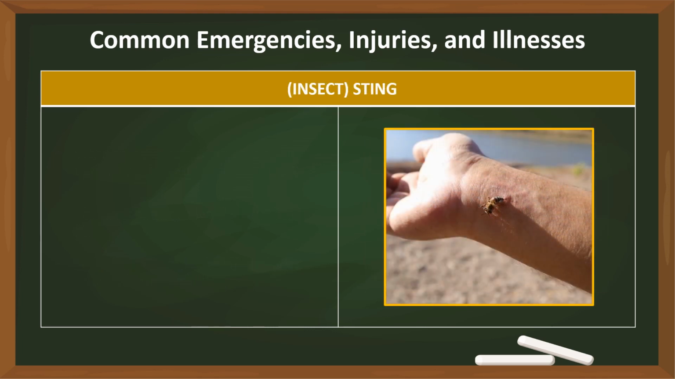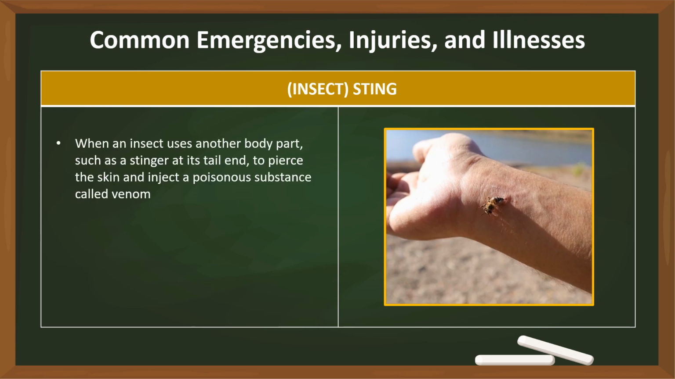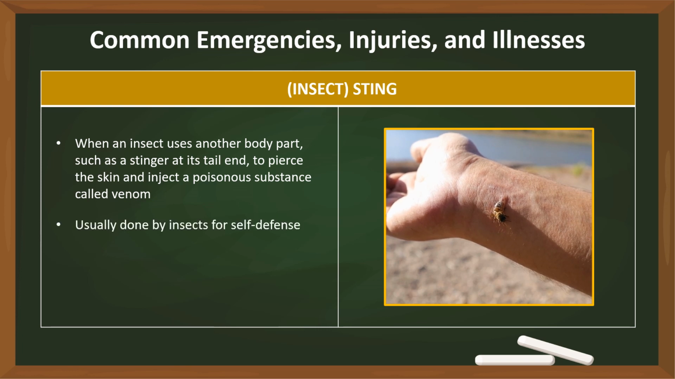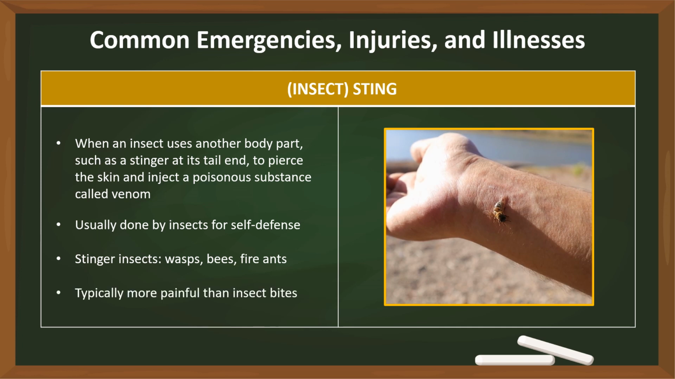In contrast, an insect sting happens when an insect uses another body part, such as a stinger at its tail end, to pierce the skin and inject a poisonous substance called venom. Insects usually sting to defend themselves. Stinger insects include wasps, bees, and fire ants. Although insect stings affect the skin in more or less the same way that insect bites do, stings are normally more painful than bites.